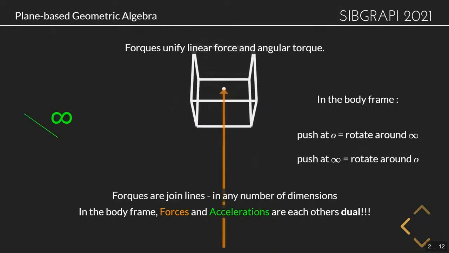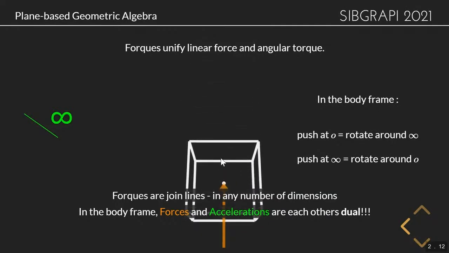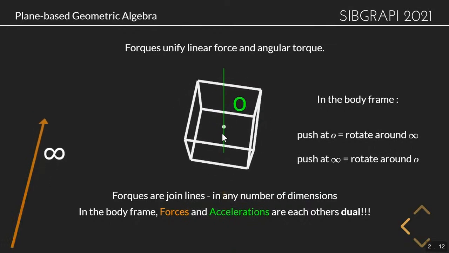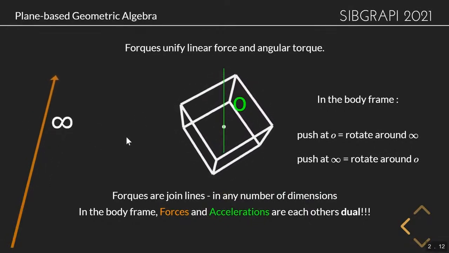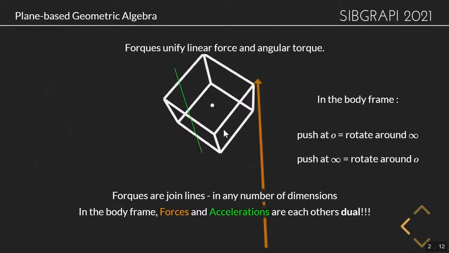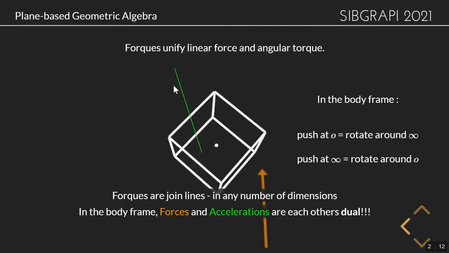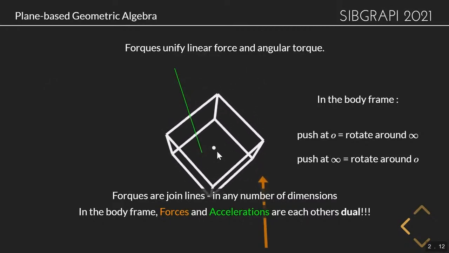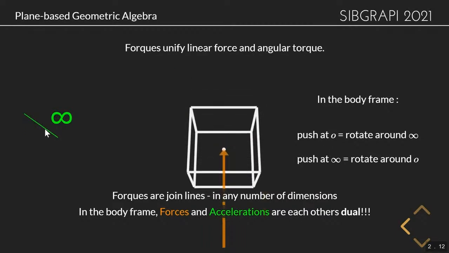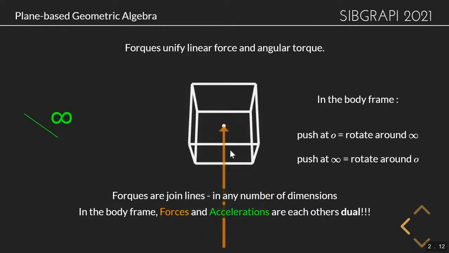So let's look at that in three dimensions. And here we can again see the same idea. If you are pushing at the origin, you're creating a rotation at infinity. If you push at infinity, you create a rotation around the origin. And if you push at an arbitrary position, you will get a rotation here. But in all of the cases, this green line and this orange line, they are each other's dual.